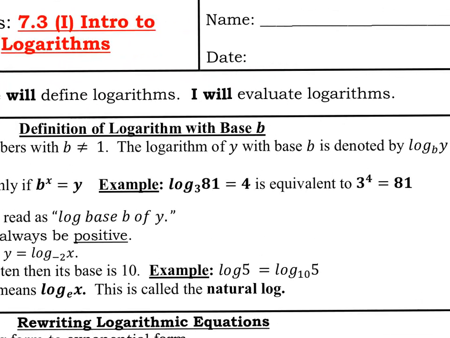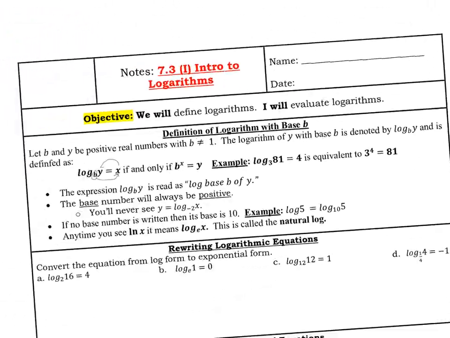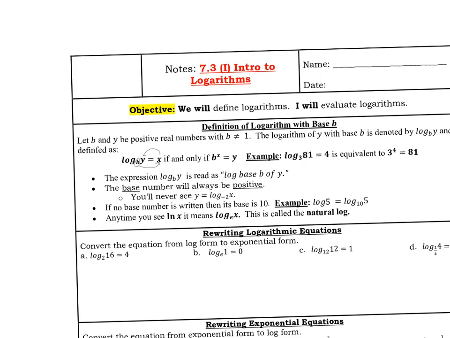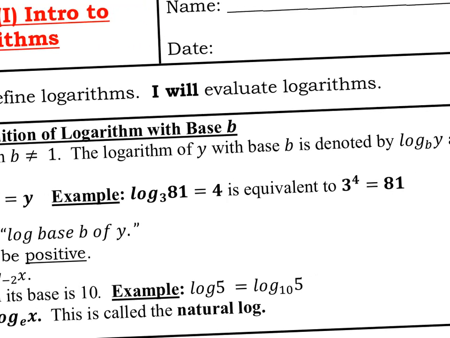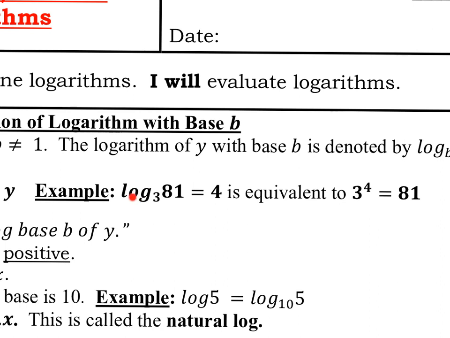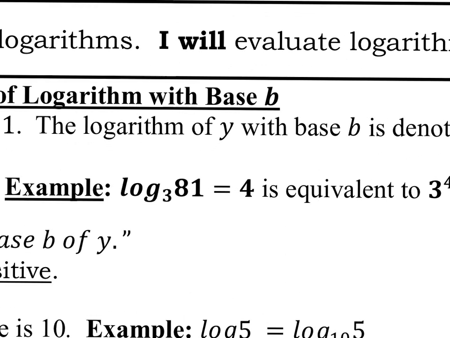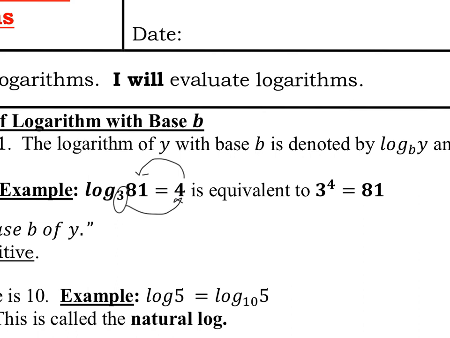And then it says the logarithm of y with base b is denoted by log base b of y and is defined as, oh, I covered that. Okay, so that still might sound confusing because we only have letters here. So I put an example here. You read it as log base 3 of 81 equals 4. So if you use that pattern I showed you, you take the base, raise it to the power of what the log equals, and that equals 81. So it's saying 3 to the fourth power equals 81. See, 3 to the fourth power equals 81.